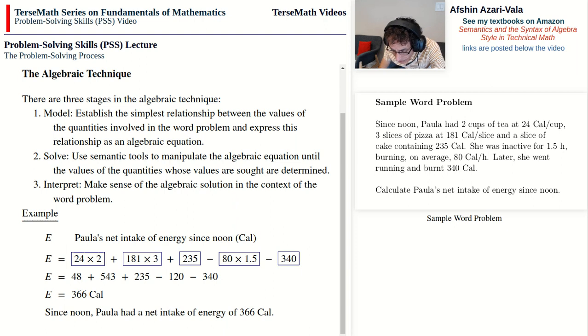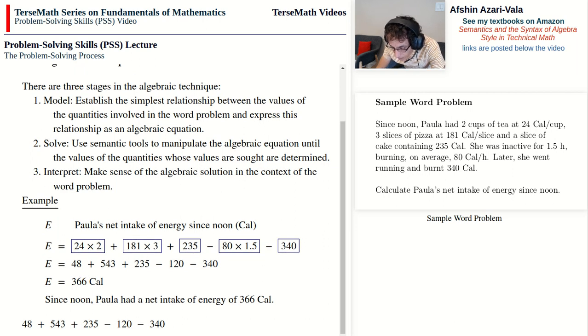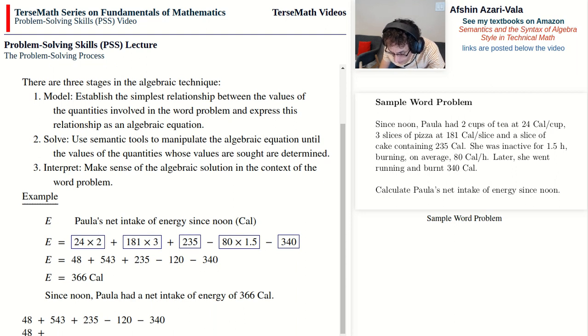So that means that an expression such as 48 plus 543 plus 235 minus 120 minus 340 is identical to the expression 48 plus 543 minus 120 minus 340 and then plus 235. These two will evaluate to the same value.